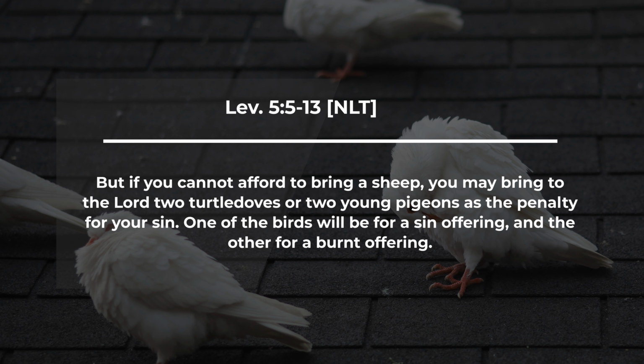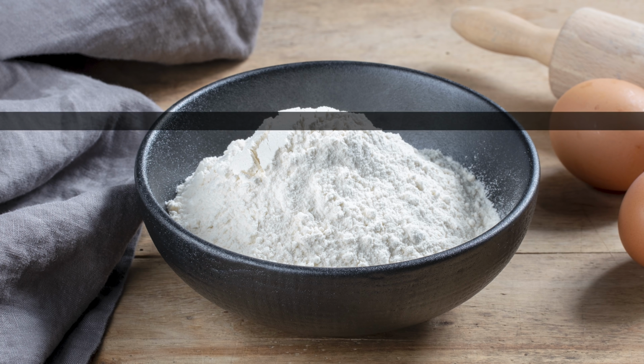Let's read about it. It says here, but if you cannot afford to bring a sheep, you may bring to the Lord 2 turtle doves or 2 young pigeons as the penalty for your sin. One of the birds will be for a sin offering and the other for a burnt offering. And it goes on to say what you need to do with that. But now, what if you don't have a turtle dove or a pigeon and you're really, really poor and you don't have anything to give? God made another provision.